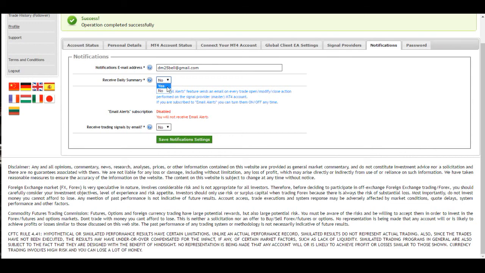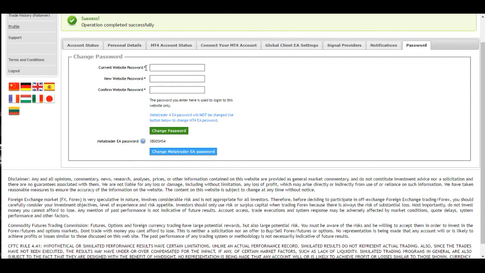You can receive a daily summary, which is just a report, kind of like your broker might give you, saying you've made this much money today, stuff like that. Right now I have it disabled, because this is a demo, and I don't want my email getting blown up from a demo. And then you hit save.